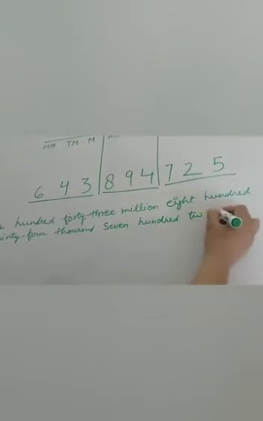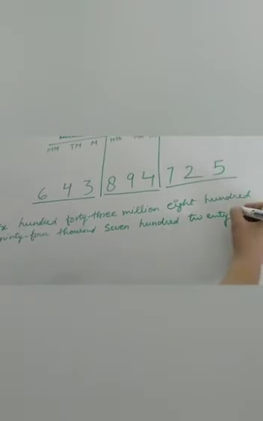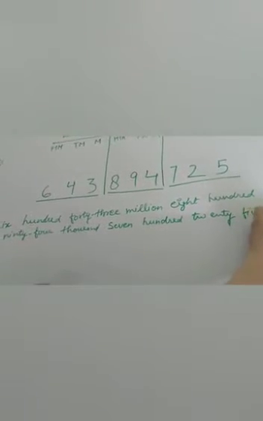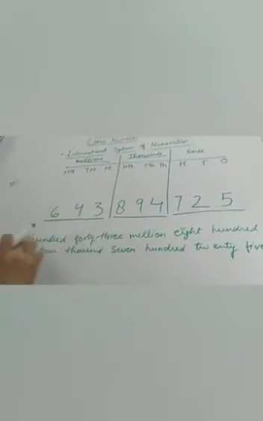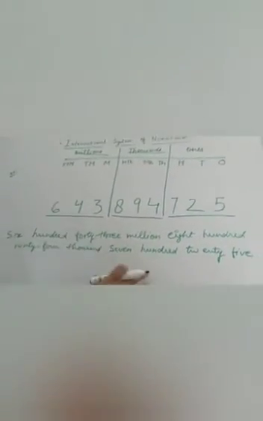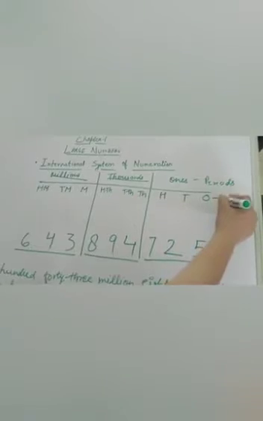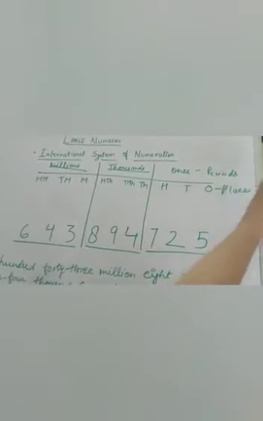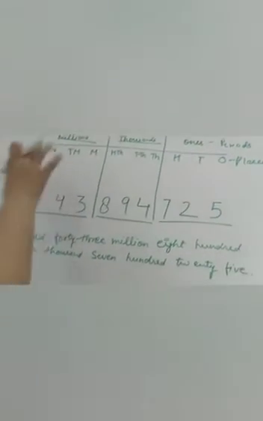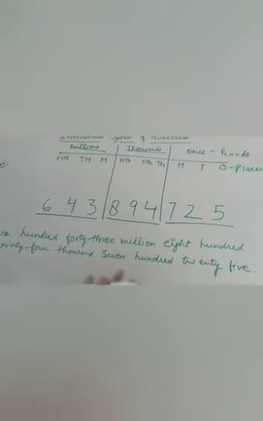Sorry, it's 5. So according to these places and periods, we are able to read and write this number. This is called periods and this is called places. This is according to the international system of numeration.